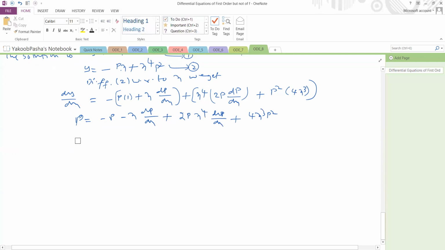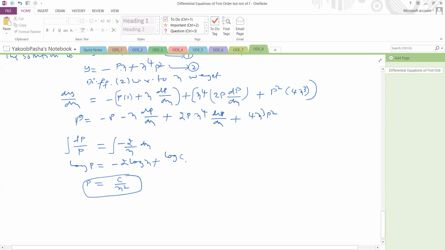This equation can be written as dp by p is equal to minus 2 by x into dx. Now integrate on both sides. So we get log p is equal to minus 2 log x plus arbitrary constant, log c. So p is equal to c by x square. Substitute this p value in equation number 1.